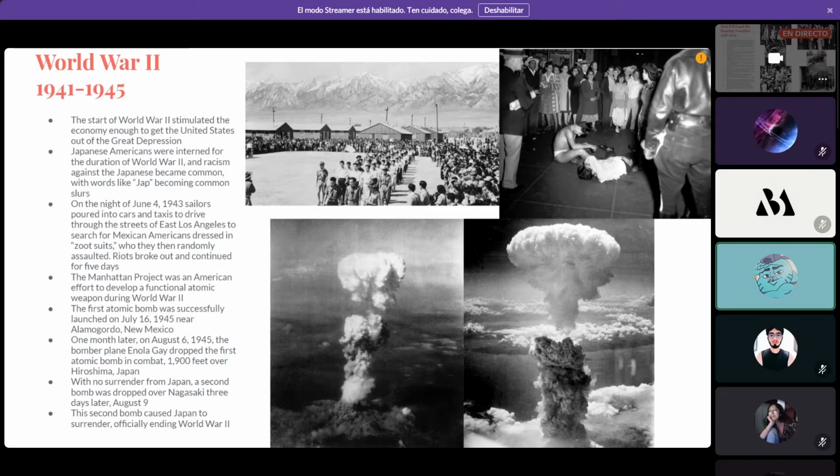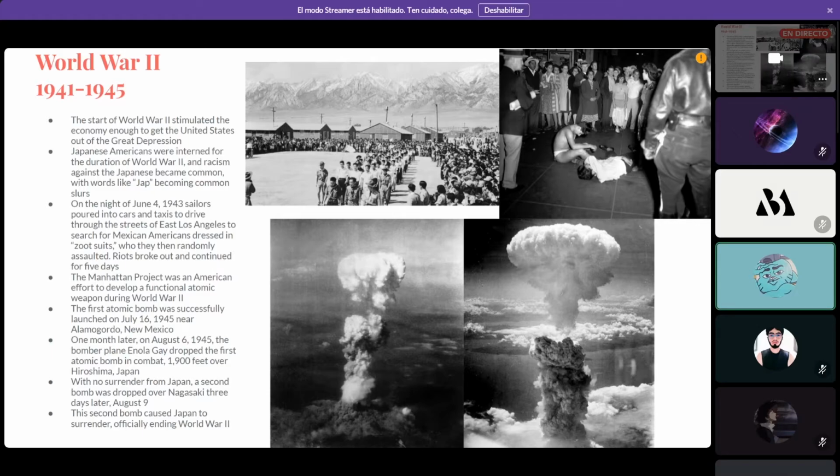There was also this one very odd incident. So on June 4th, 1943, U.S. sailors, like sailors from the U.S. Navy, went through Los Angeles and went looking for Mexican Americans in something called a zoot suit. And then they would literally beat them and strip their clothes off. And this continued for 5 days, and it would just get worse and worse. And then the government stepped in. This picture on the top right is a picture of the Zoot Suit riots.